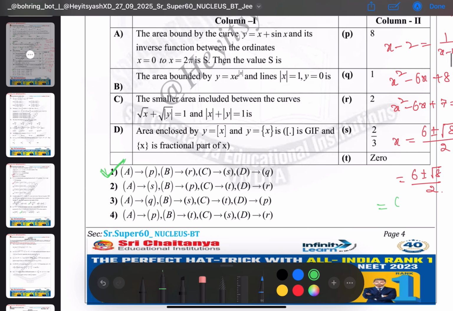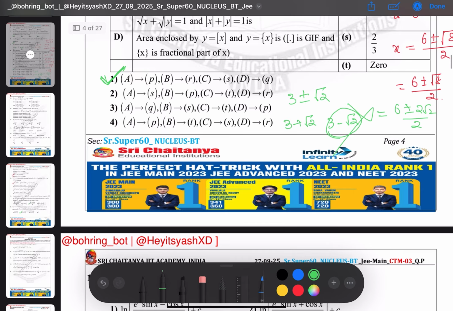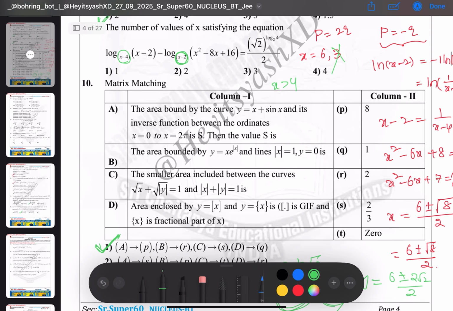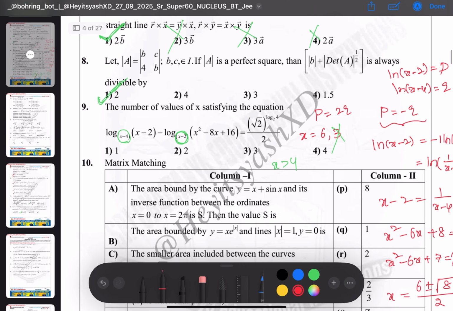So this is 6 plus or minus 2 root 2 by 2, so this is 3 plus or minus root 2. 3 plus root 2 and 3 minus root 2. So this is not greater than 4. This is not greater than 4, so this is also eliminated. Is this greater than 4? This is greater than 4, 3 plus root 2. So this solution is valid. So there are only two valid solutions. So this is the correct option. Alright.